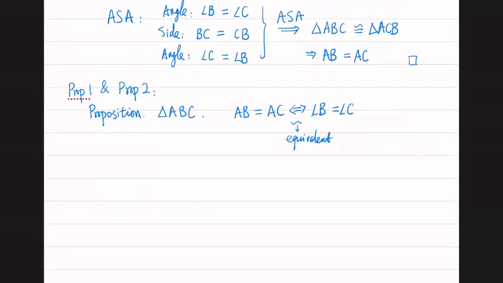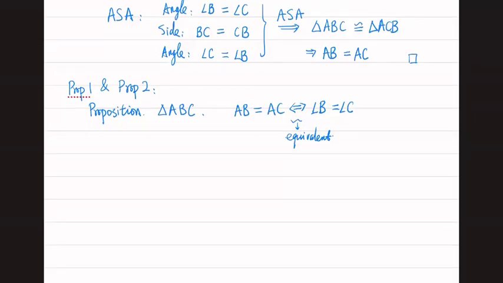Okay, so this is about the equality. Next, we'll deal with inequality. A very useful theorem. Consider a triangle. If we know that one edge is longer than another one, then we can compare the opposite angles.